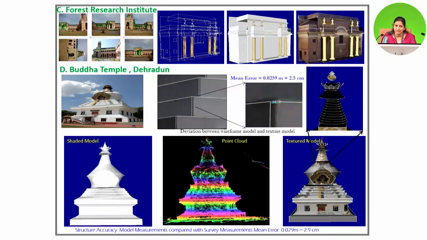So this means that the model that we are able to generate using terrestrial photogrammetry is very accurate, it is giving us accuracy in centimeters, so it can be used for any type of application.